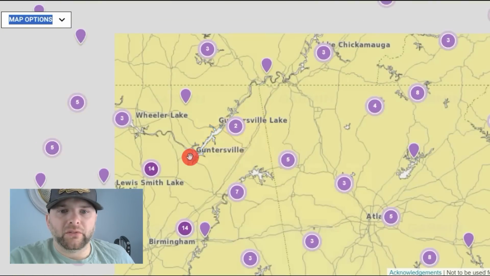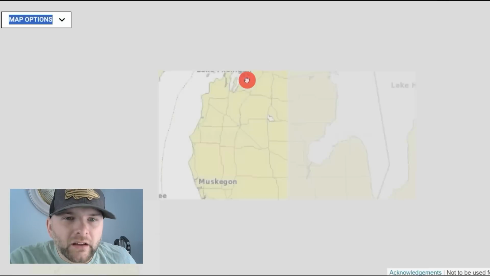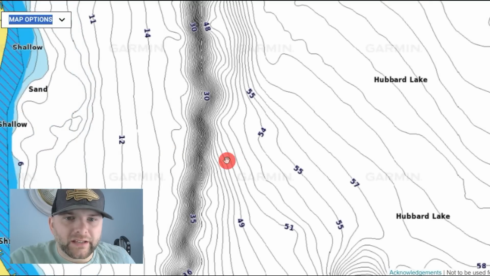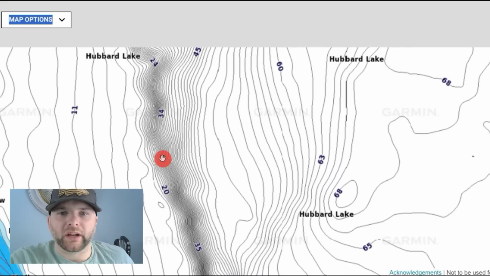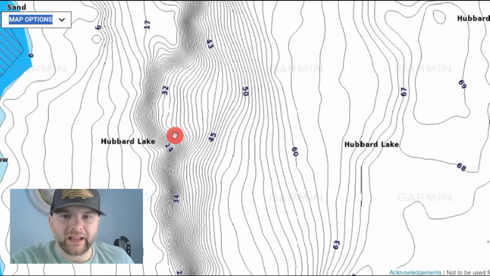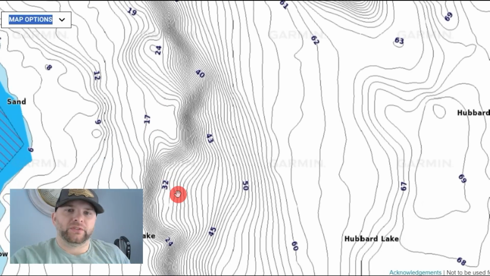Or if you're talking about up here in Michigan, to me, a ledge could be something like where the lake drops off into deep water. Now, we're back up here in Hubbard Lake. We talk about it more like a drop off, but where that lake goes from shallower water and falls off into deeper water zones. Now, there's going to be sweet spots along the ledge.